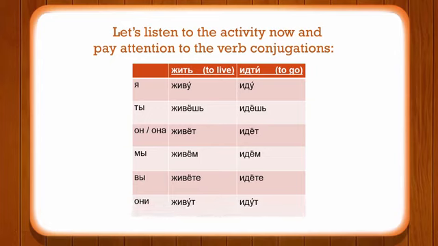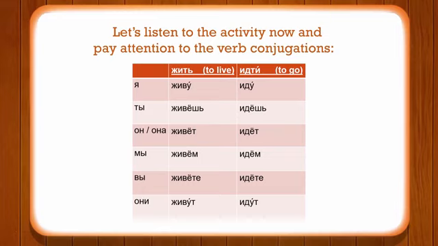Жить. Я живу. Ты живешь. Он, она живет. Мы живем. Вы живете. And они живут. Я живу means I live. Ты живешь means you live. Он, она живет means he or she lives. Мы живем means we live. Вы живете means you live, plural. And они живут means they live.